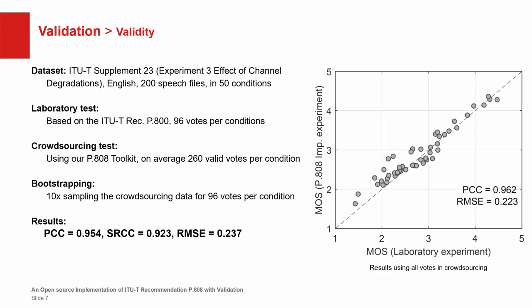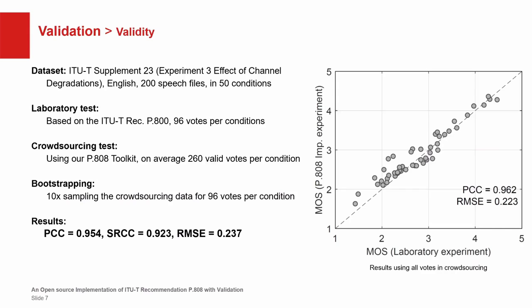To assess the validity of the subjective ratings collected by our toolkit, we compared them with ratings collected in a standard laboratory test. We used a dataset from the ITU-T Supplement 23. It includes 50 degradation conditions and 4 clips per condition. The laboratory test was conducted according to the ITU-T recommendation P.800, and results are openly available. They collected 96 votes per test condition.